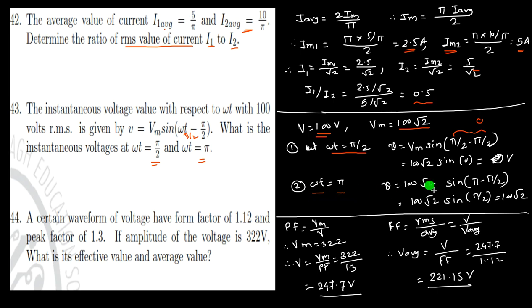At omega t equal to pi, pi minus pi by 2 will give you pi by 2, and sine of pi by 2 is 1. So 100 root 2 into sine of 90, so its value is 100 root 2.